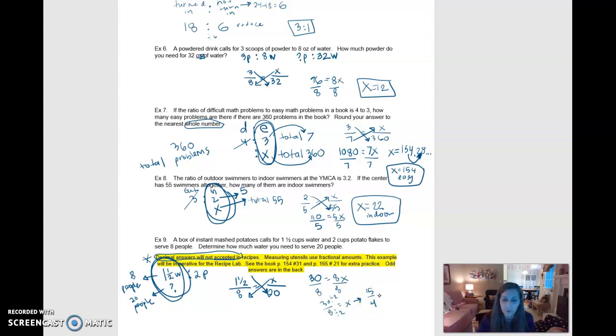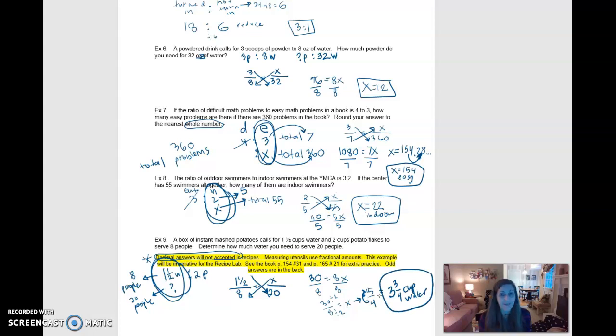So here's how you convert this. 4 goes into 15 three whole times. That gets me up to 12, and then I have 3 left over. So 3 3/4 cups of water is how much you would need to make mashed potatoes for 20 people.